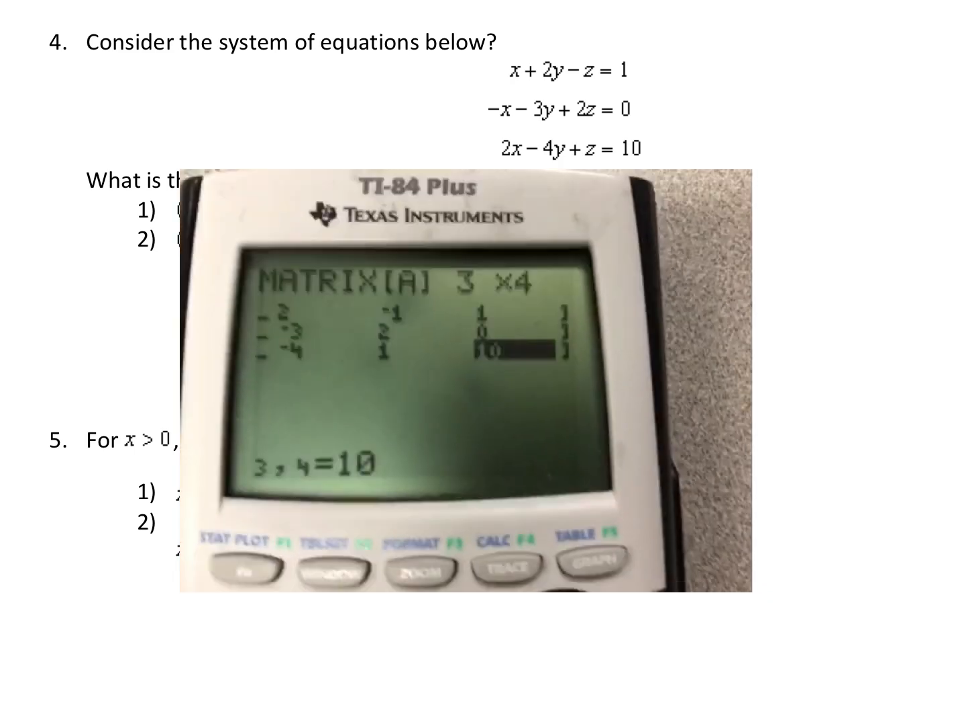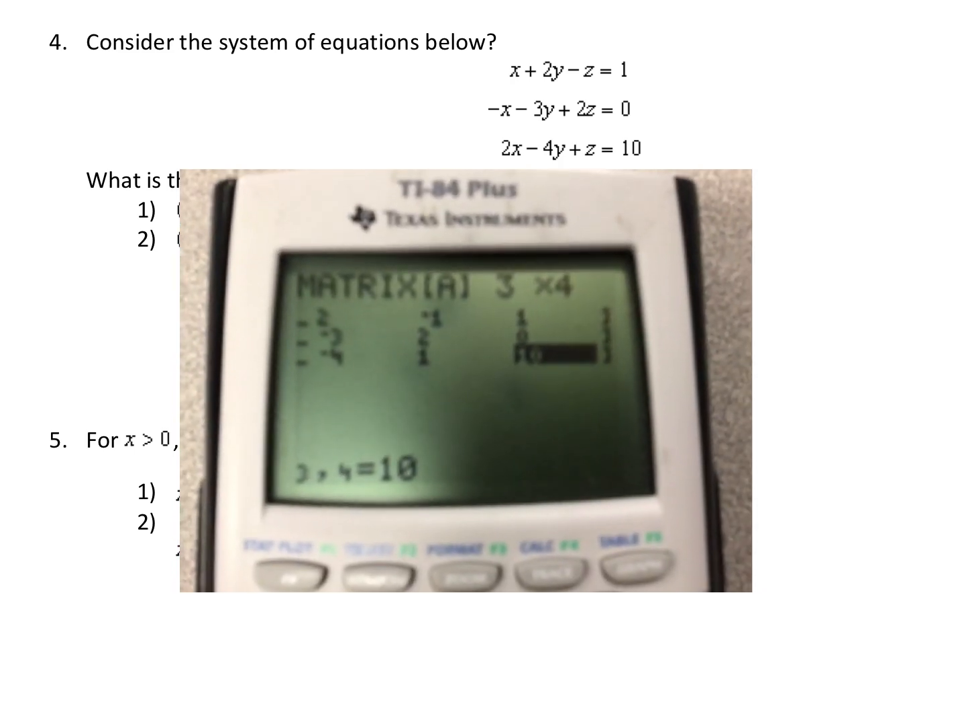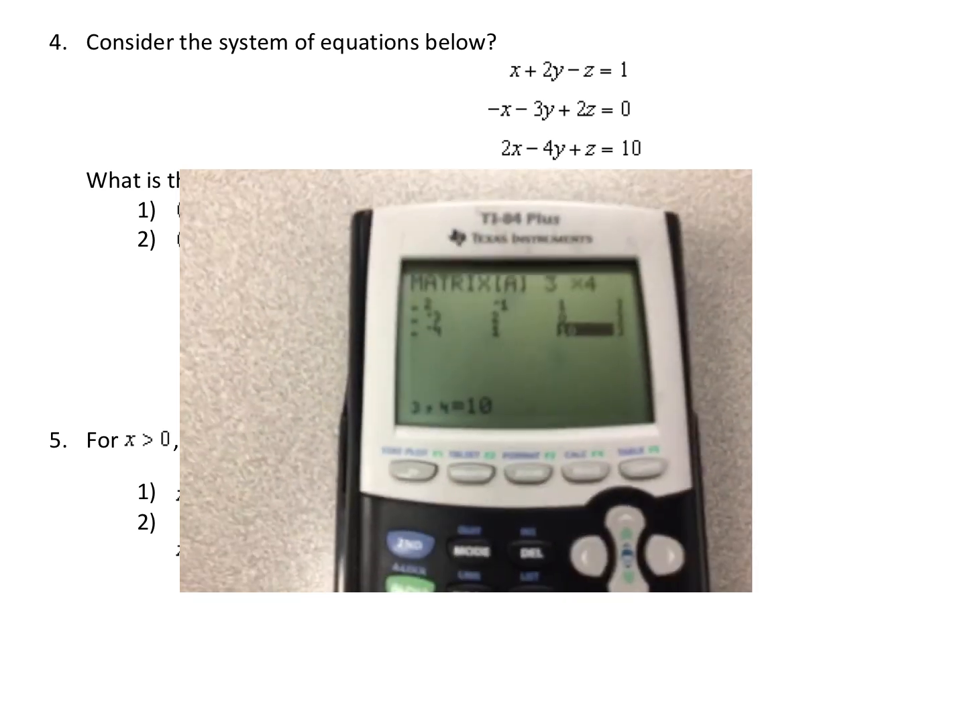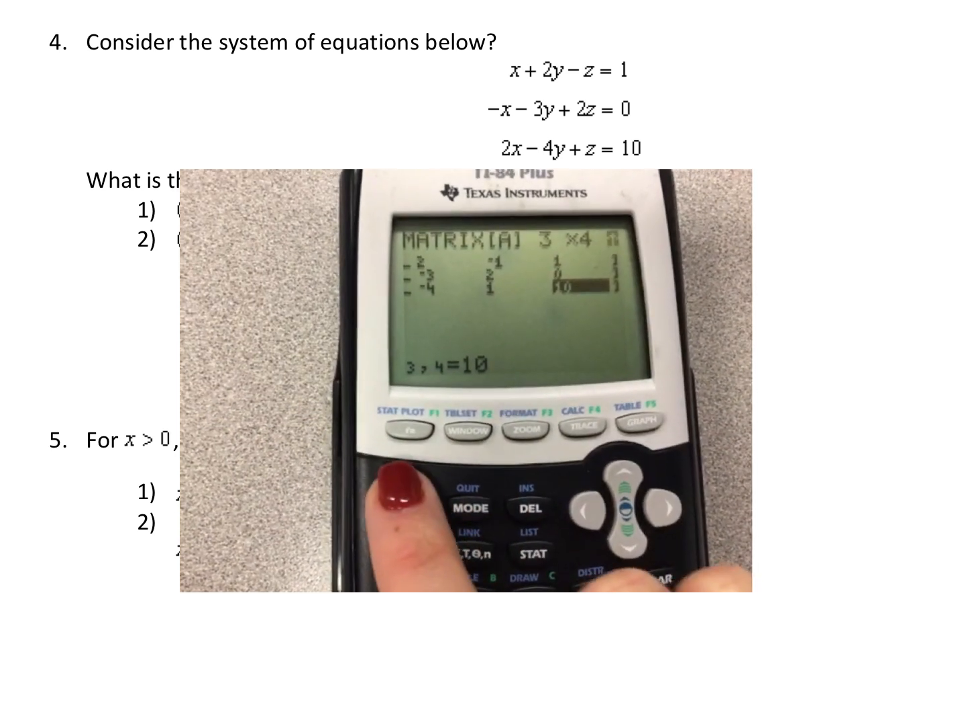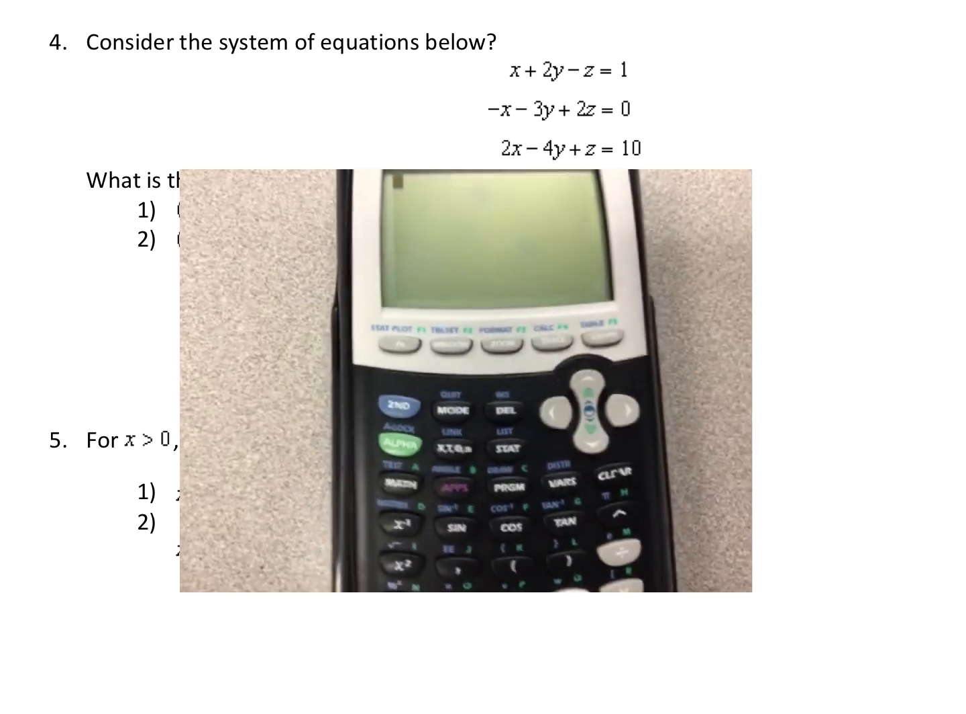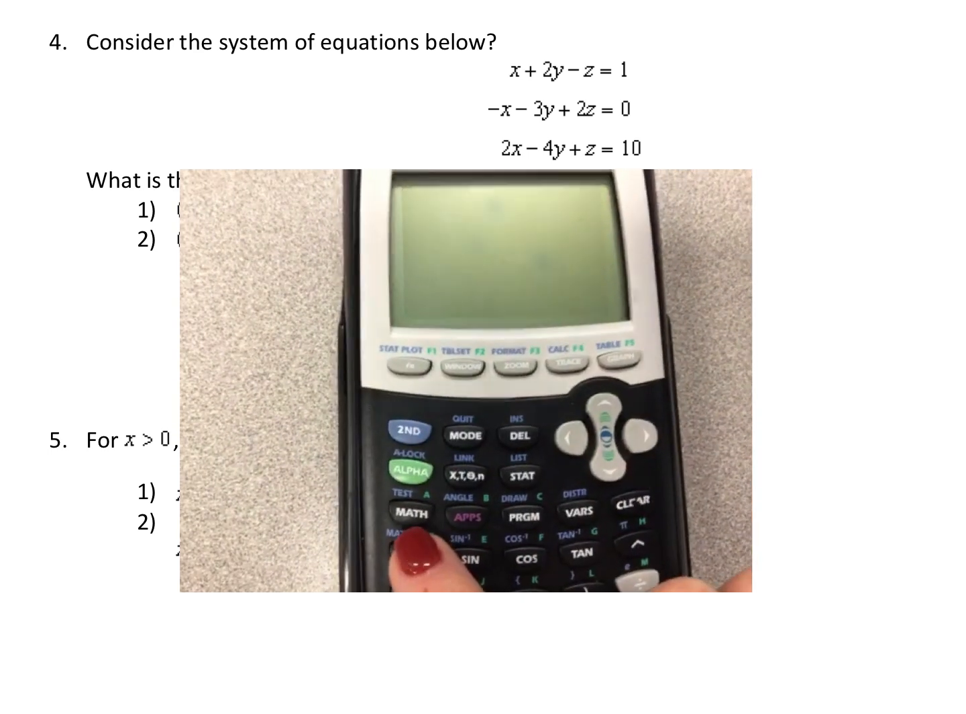And you really do want to check and make sure all your values are right, because even if you have one value off, it's not going to work out for you. Okay, so now we want to quit this screen, right? So you're going to quit, second mode. That's how we quit. Now we're going to go back to a matrix for the second time. So second and then matrix.